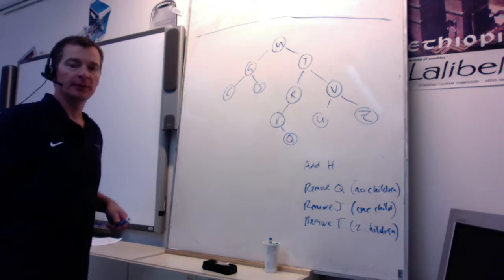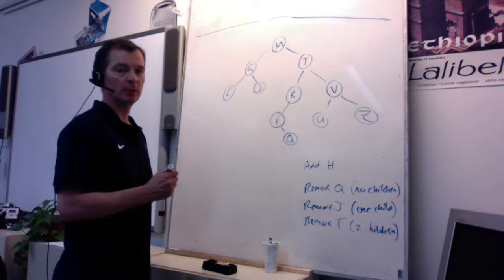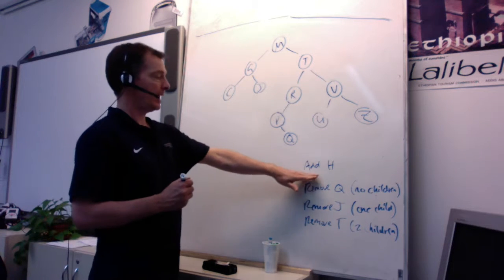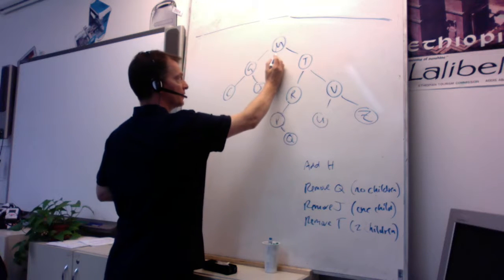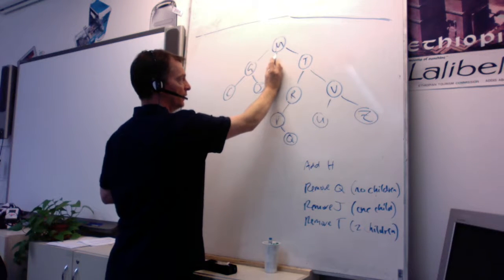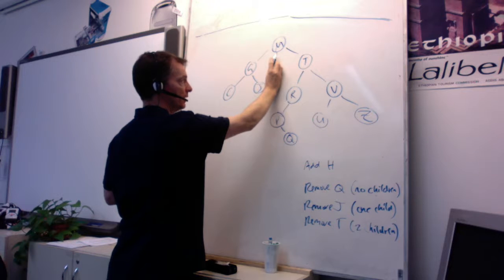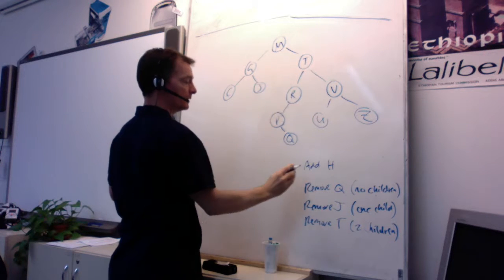Diagramming adding and deleting nodes from a binary search tree. So adding's really easy. I'll only do it once. You basically go through starting at the root and ask if what you're adding is greater than or less than each node that you encounter. So we're going to add H.